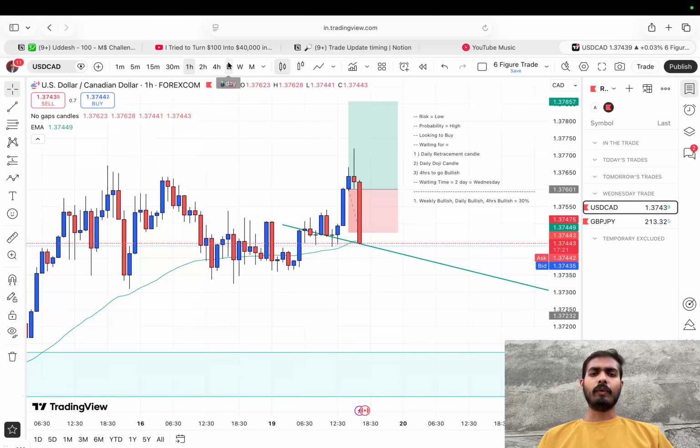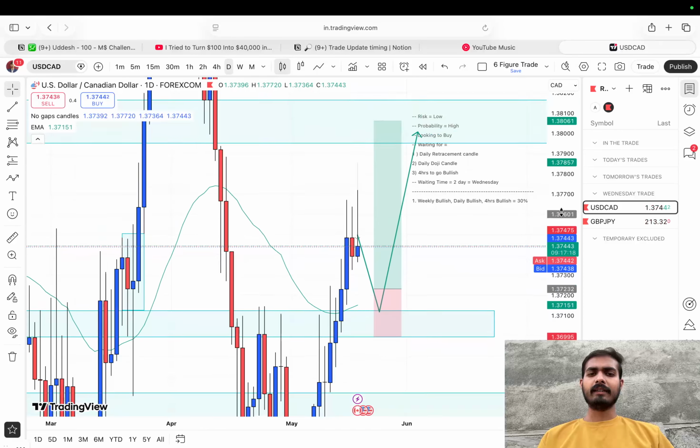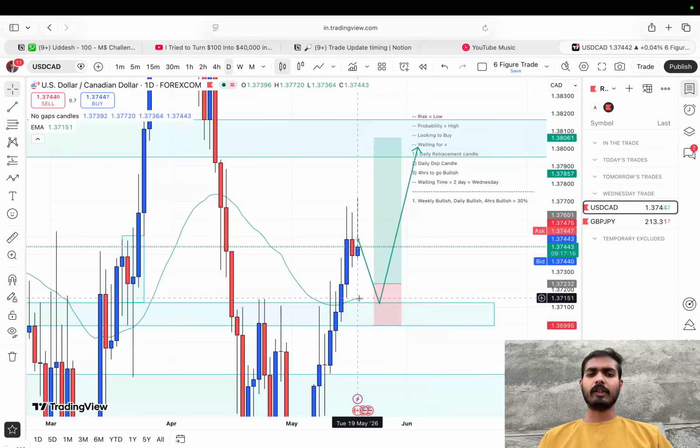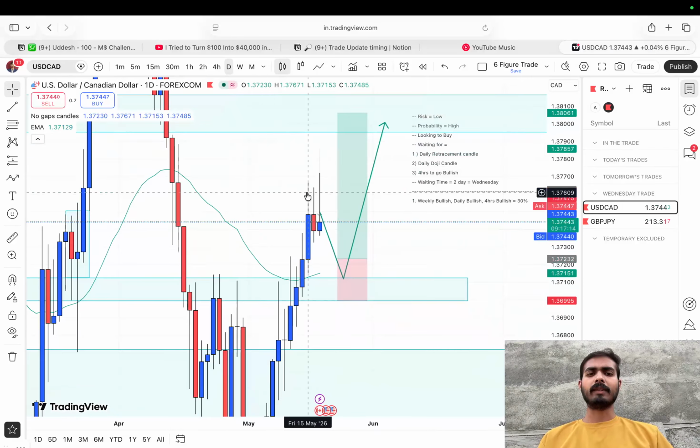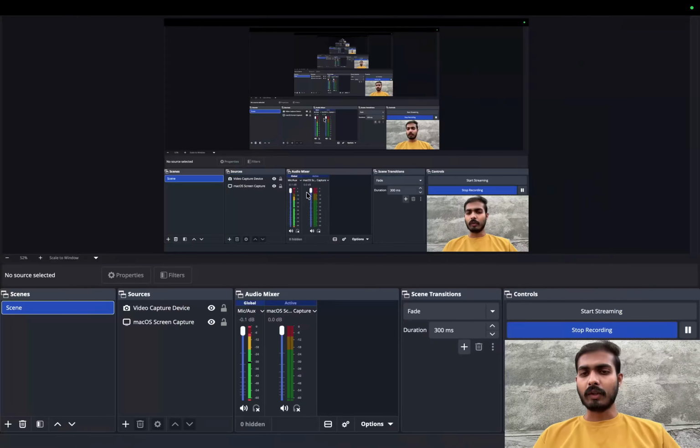So I am waiting for the price to come back to this area of interest, touch the EMA, and then go to the upside. This is what I'm actually looking into. This is the trade update.